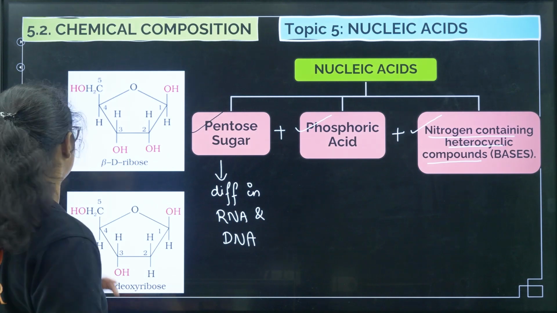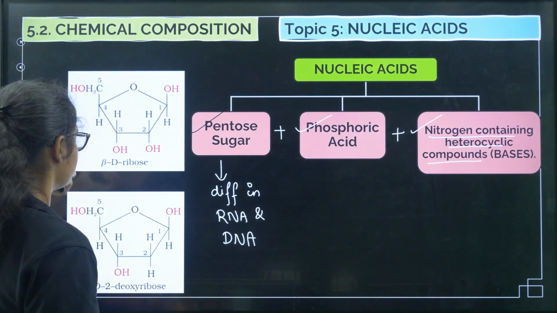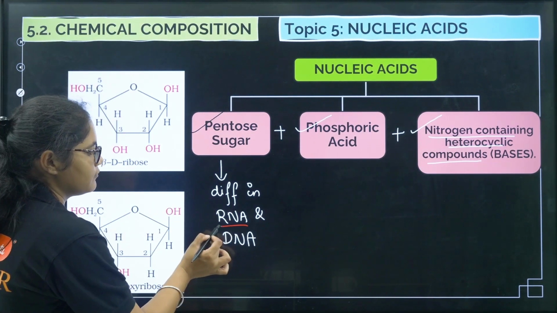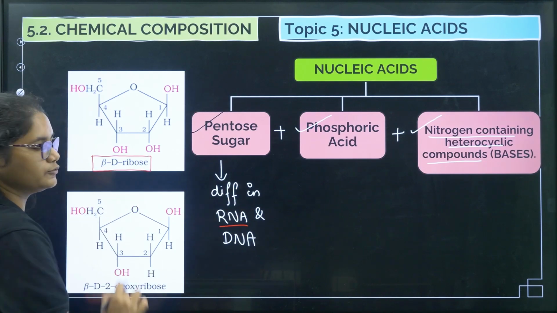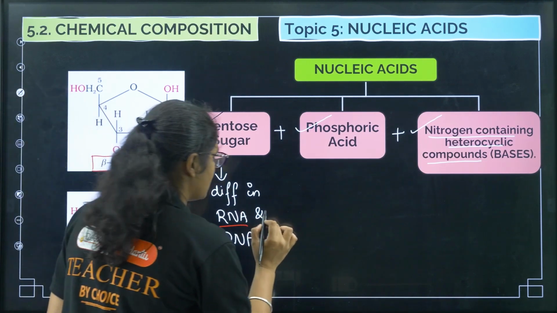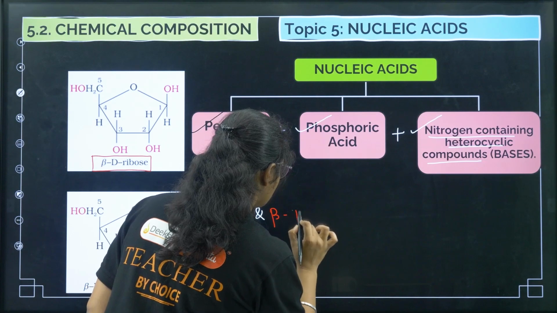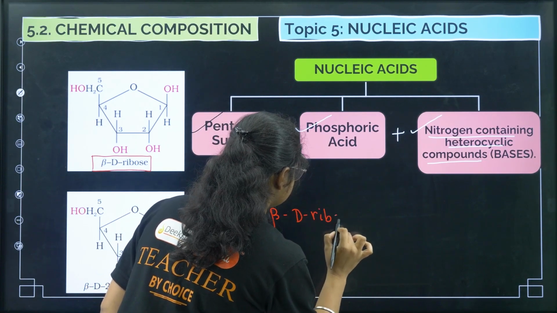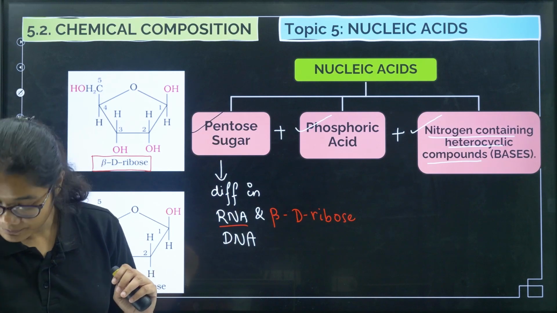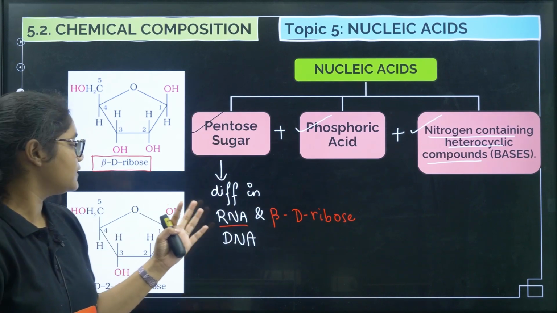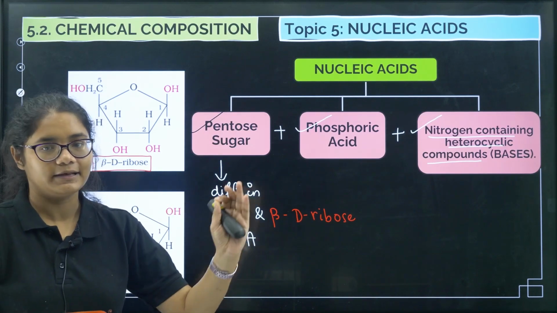Okay, now how is it different? So if you check, okay, in case of RNA, which one do we find? The sugar that is present is called beta D ribose. Okay, so I'll write the name. In RNA, which sugar is found? Beta D ribose. Okay, this point you should remember. What is the sugar present in RNA? That is beta D ribose.